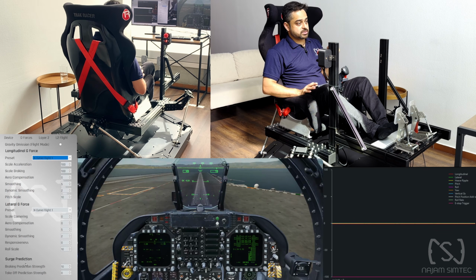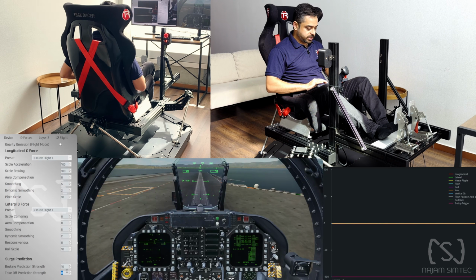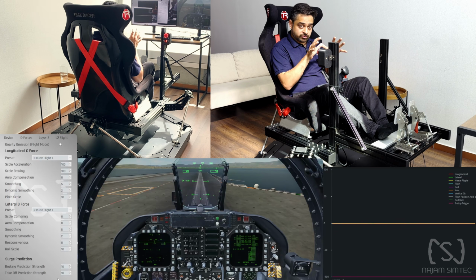Now underneath, in surge prediction, we have our takeoff prediction. This is set to 0. I'm going to set this to 10. And this is really important for, say, carrier takeoffs and landings.